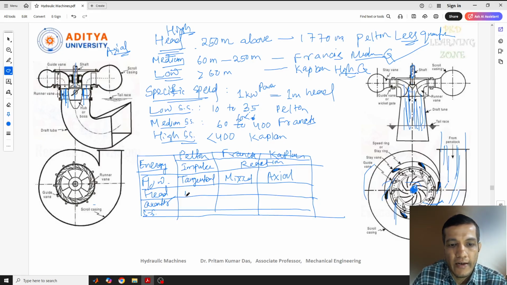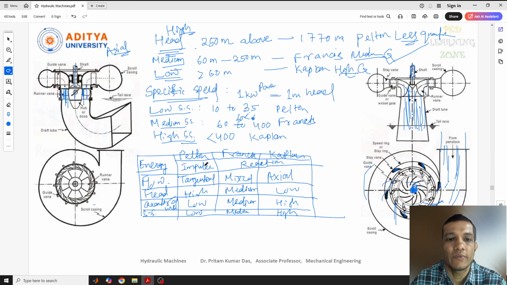In the head, Pelton is high head, Francis is medium, and Kaplan is low. And for quantity of water or discharge of water, it is reversed: low, medium, and here it is high. So mostly for high discharge of water we use the Kaplan turbine. Specific speed again the same thing: low, medium, and high. This is all about the summary of these different types of turbines. Basically we use these three turbines. We'll see in our future lectures how they work.